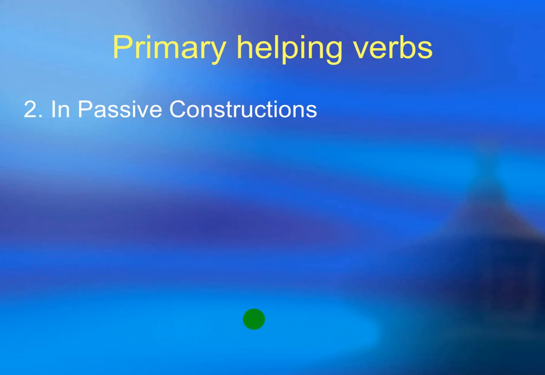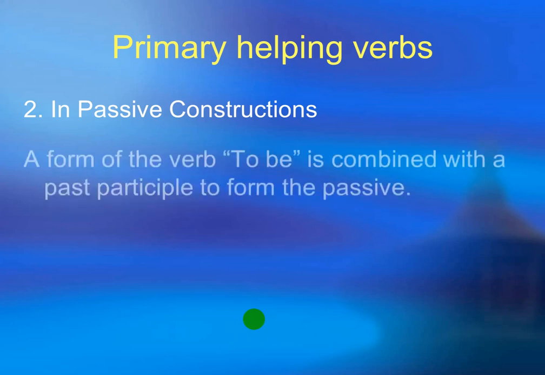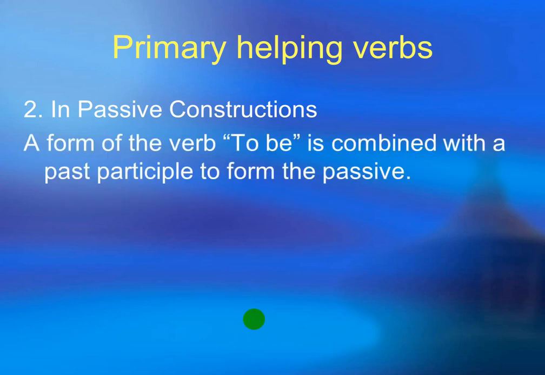طيب نستخدم الverb to be كفعل مساعد in passive constructions أو in passive voice في تكوين الجمل الخاصة بالمبني للمجهول. A form of the verb to be is combined with a past participle to form the passive. أصلا شكل الباسيف يا شباب بيتكون من verb to be مع التصريف الثالث اللي هو الpast participle.